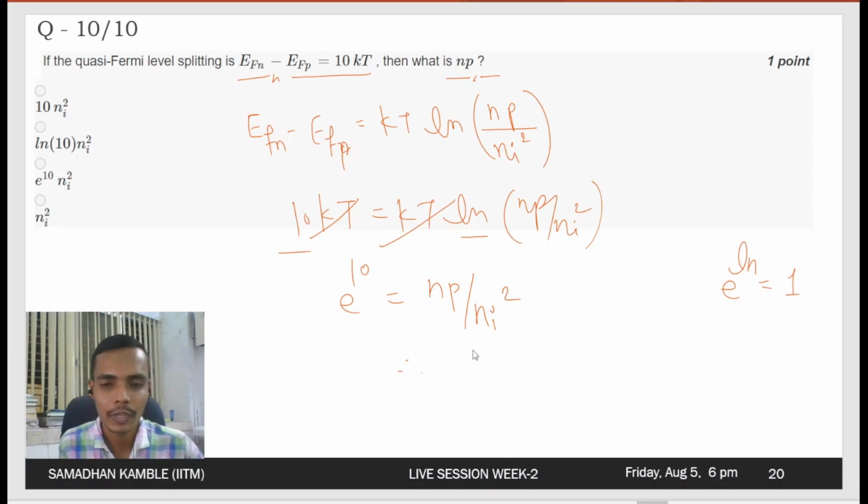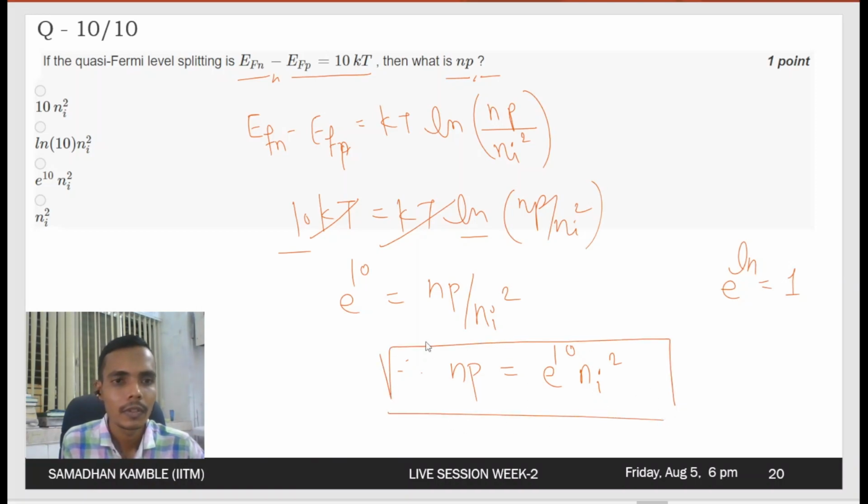Therefore, the value of n times p, that is our parameter to be determined, np is nothing but e to the power 10 times Ni squared. That is option C.